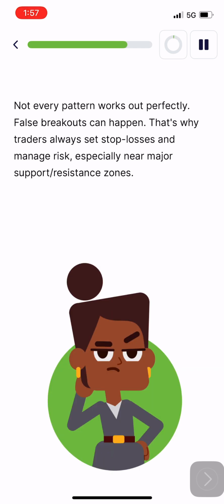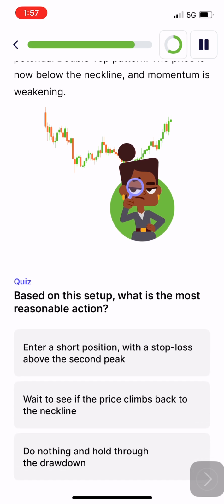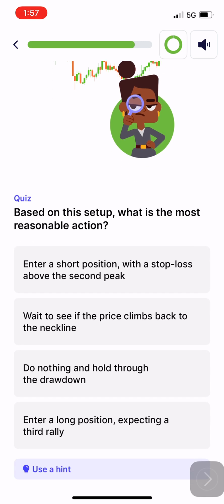Not every pattern works out perfectly. False breakouts can happen. That's why traders always set stop losses and manage risk, especially near major support-resistance zones. Time for a quick quiz. You've been tracking McDonald's stock. After two peaks at similar levels and a break below the neckline, you spot a potential double top pattern. The price is now below the neckline and momentum is weakening. Based on this setup, what is the most reasonable action?